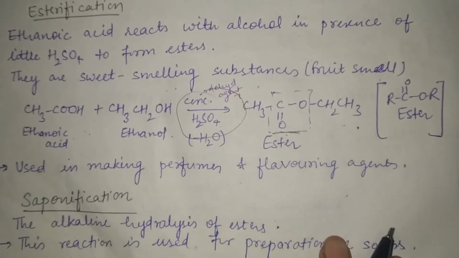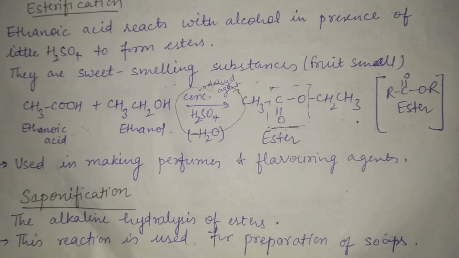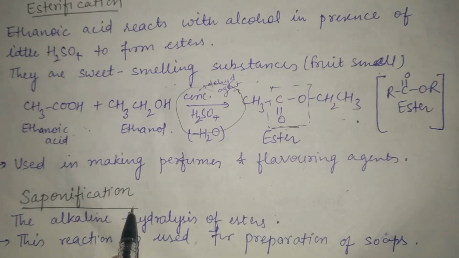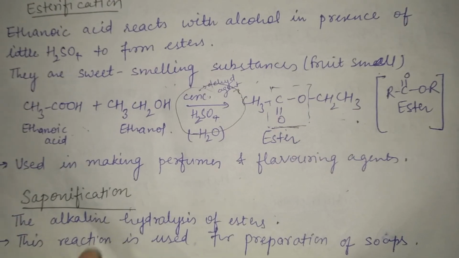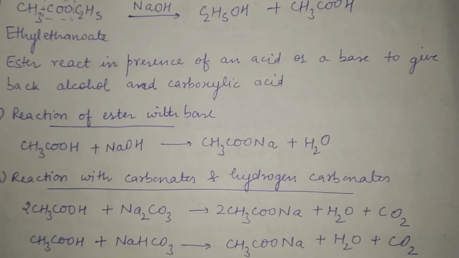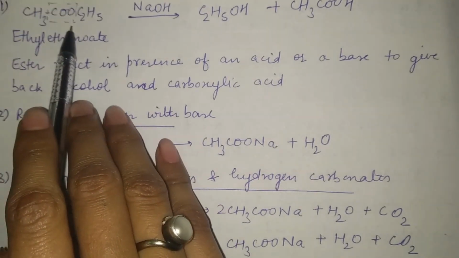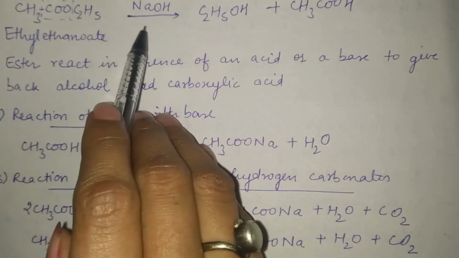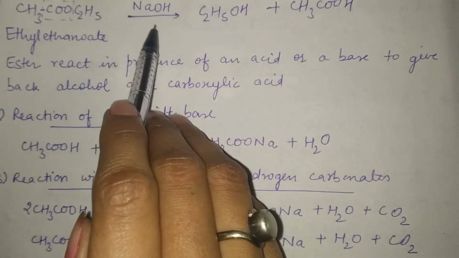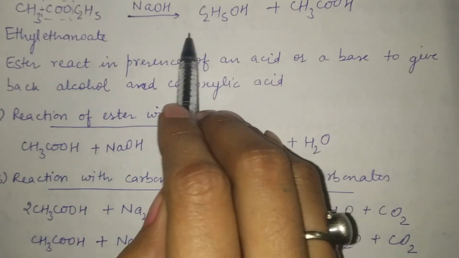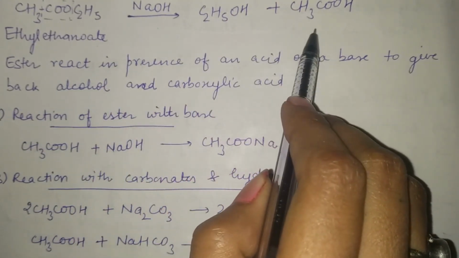Now the second reaction is saponification. What is saponification? Saponification is the alkaline hydrolysis of esters. So when esters react in the presence of an acid or a base, we can get back alcohol and carboxylic acid, and this reaction is termed saponification. This reaction is also used for the preparation of soaps. This is an example of a saponification reaction: when ethyl ethanoate, which is an ester, undergoes hydrolysis in the presence of a base, it gives back ethanol and ethanoic acid.